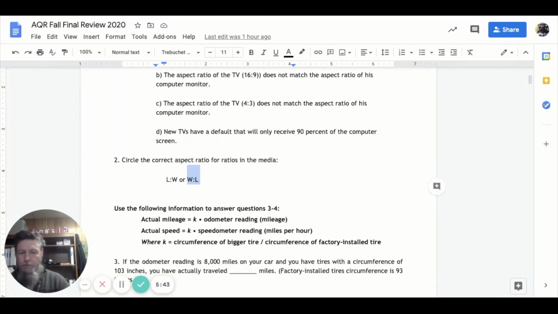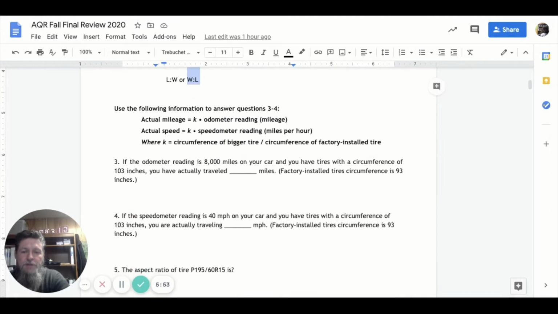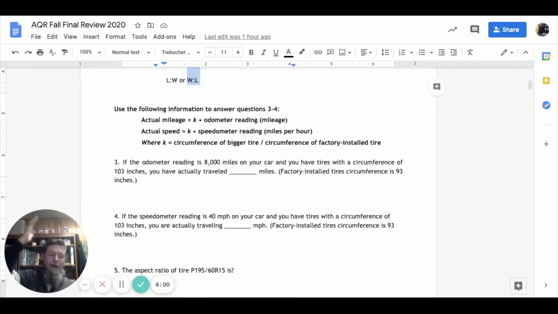All right. So let's talk about changing tires. Use the following information to answer questions 3 through 4. Actual mileage is K times the odometer reading, which is your mileage from your reading. Actual speed is K times the speedometer reading, miles per hour. And K equals the circumference of the bigger tire over the circumference of the factory installed tire. So 3, if the odometer reading is 8,000 miles on your car and you have tires with a circumference of 103 inches, you've actually traveled how many miles? Factory installed tire circumference is 93 inches.